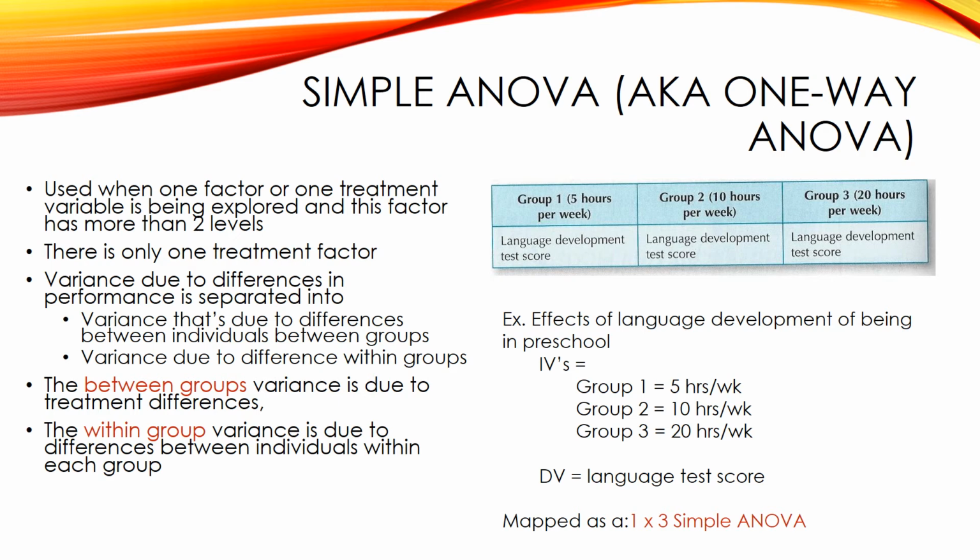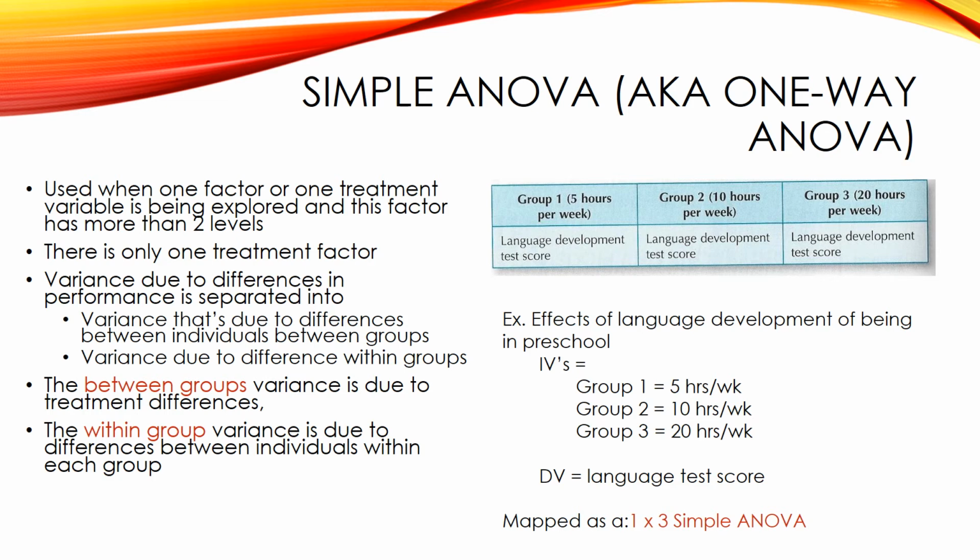So if you look at the picture on the right, the factor is language development test score. That's the one treatment factor. We're just looking at the language development test score over 5 hours, 10 hours, and 20 hours per week of work. Variance is due to difference. Performance is separated into variance due to differences between the groups, or variance due to within groups.